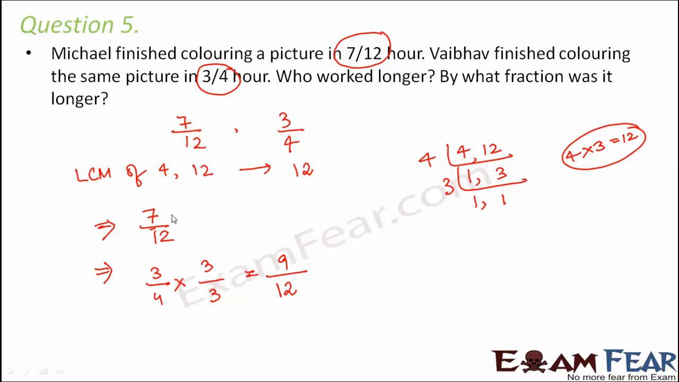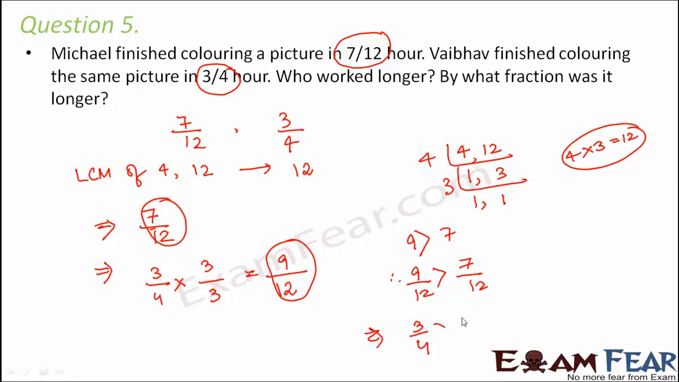So now we have two numbers, 7 by 12 and 9 by 12. So we can say that 9 is greater than 7. Therefore, 9 by 12 is greater than 7 by 12. Or 3 by 4 is greater than 7 by 12. So who worked for 3 by 4 hours? Vaibhav. So therefore, we can say that Vaibhav worked longer. Now, the next part of the question says, by what fraction was it longer? That means, how much was the difference between Vaibhav's working hours and Michael's working hours?